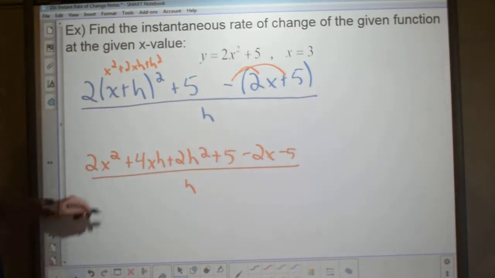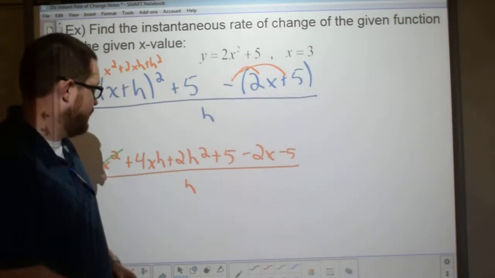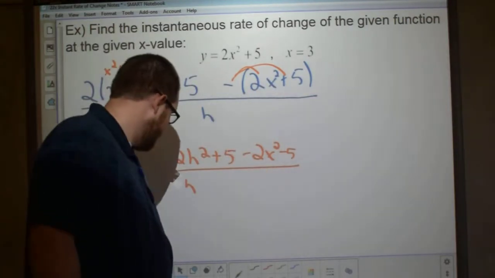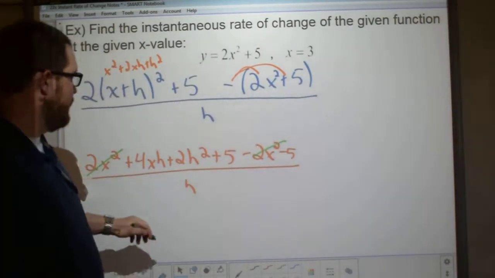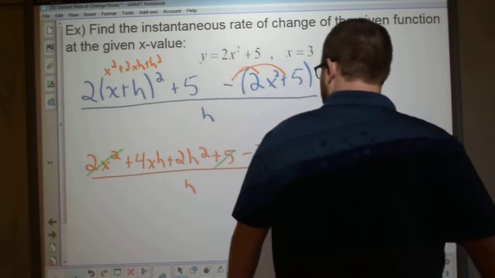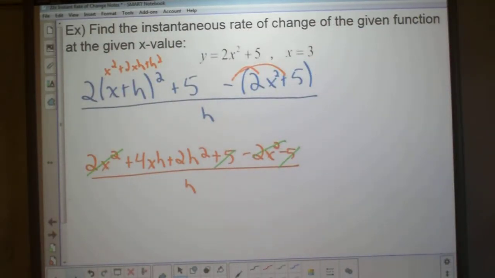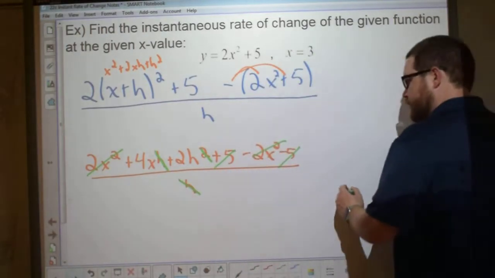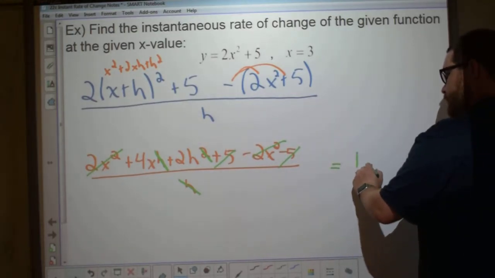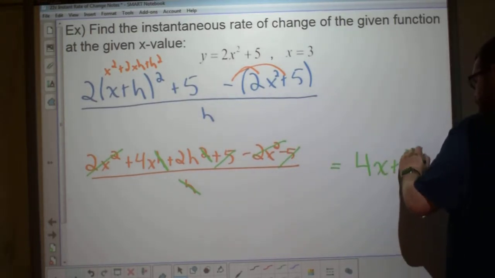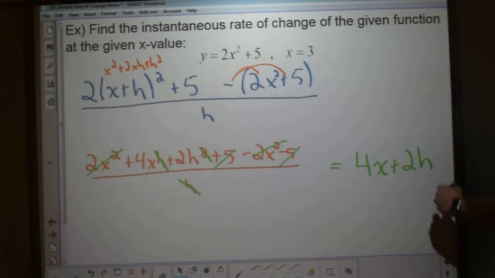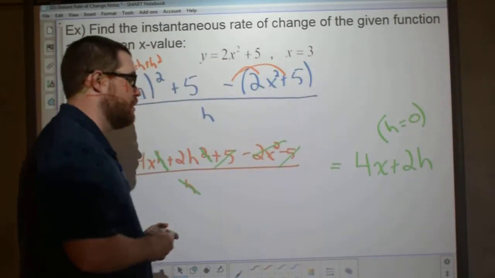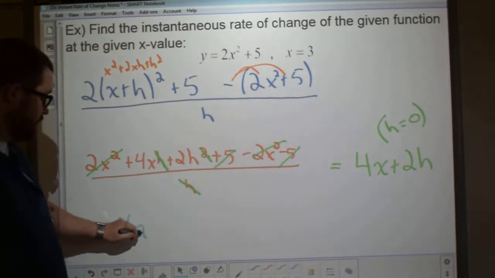Look for things that will cancel. The 2x squareds cancel. This should have been 2x squared, I'm sorry. And the 5s will cancel. Now every single term that I have left has an h in it, so I'm going to cancel this h with one of each of these h's. So now what am I left with? Nothing left on bottom. I have 4x plus 2h. Now I can plug in h equals 0. If you plug in h equals 0, the 2h is going to go away, and you just get 4x.